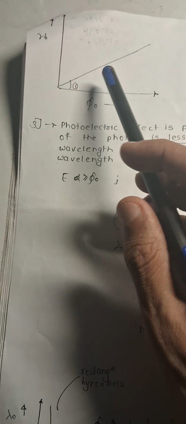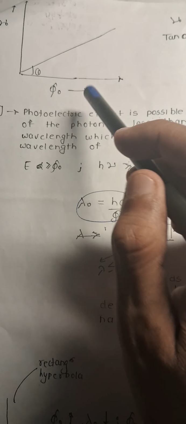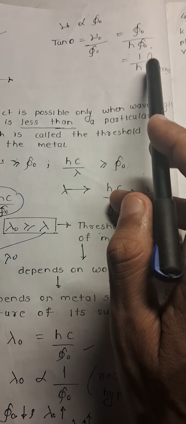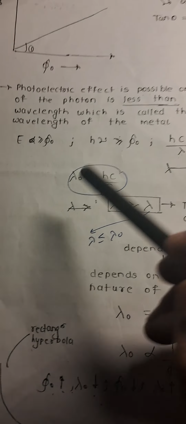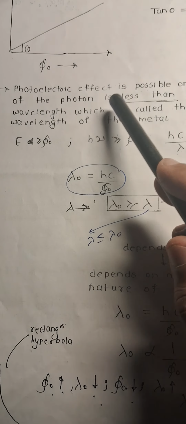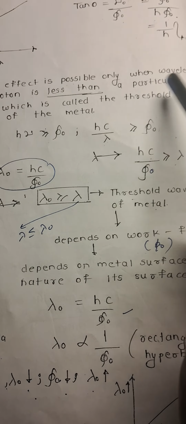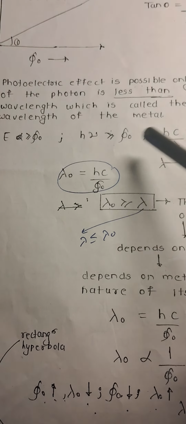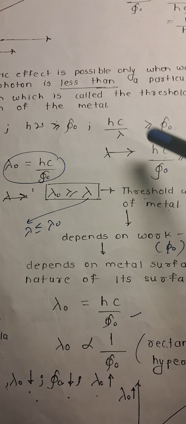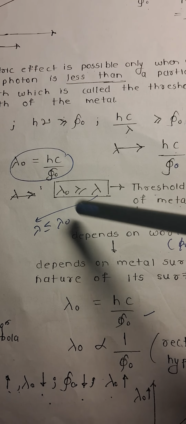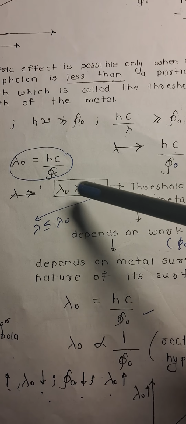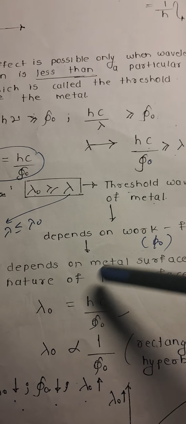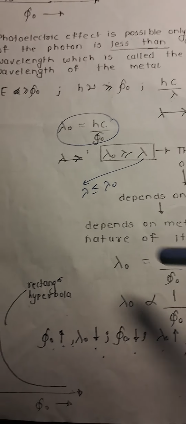Then we have some graphical analysis of threshold frequency and the work function. Then we have tan theta, which is equal to 1 by h, which is constant for all metals. Another observation is that for photoelectric emission, the wavelength has to be less than a particular wavelength, which we call the threshold wavelength. Using the concept of work function, the concept of lambda naught can be derived over here. So lambda should be less than or equal to lambda naught. Again, it depends on the work function, the metal and the nature of the surface.